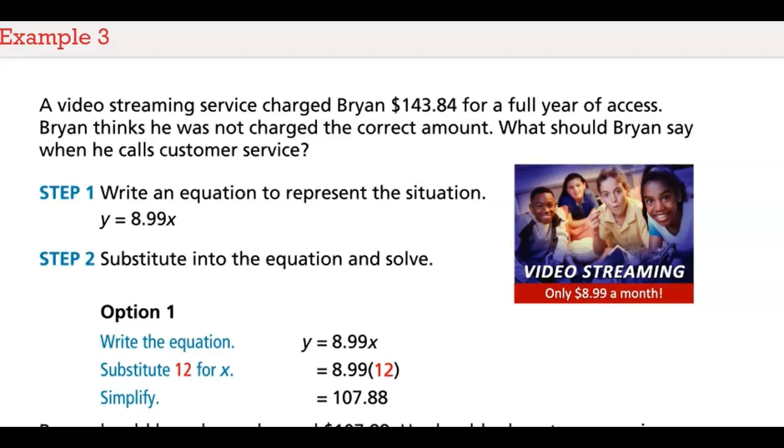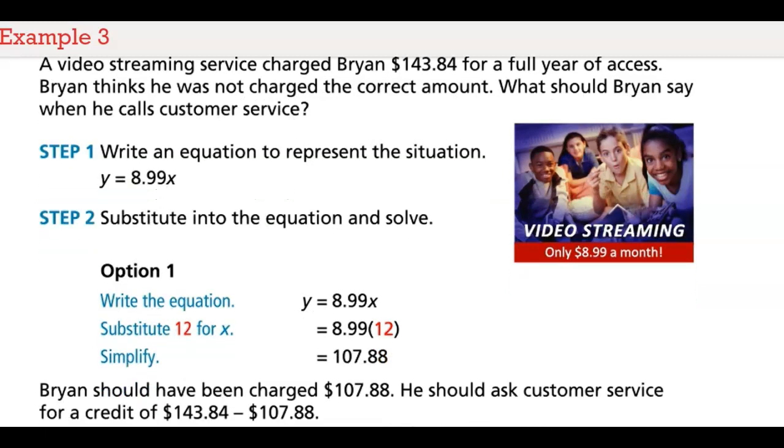Brian should have been charged $107.88. He should ask customer service for a credit of $143.84 minus $107.88, which is $35.96.